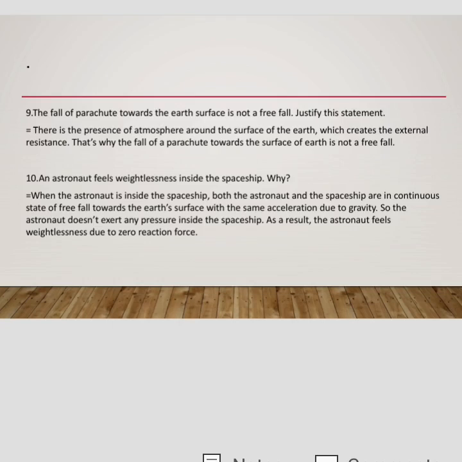I think this is very long or difficult. So you all need to mention it in the answer, but if it is too difficult, then you can write just like this. When the astronaut is inside the spaceship, both the astronaut and the spaceship are in a continuous state of free fall towards the Earth's surface. As a result, the astronaut feels weightlessness due to zero reaction force. This will be very short and easy too.